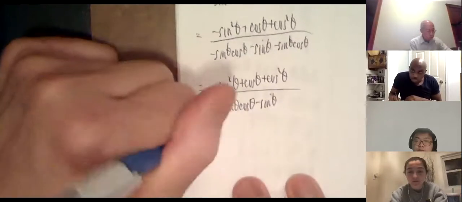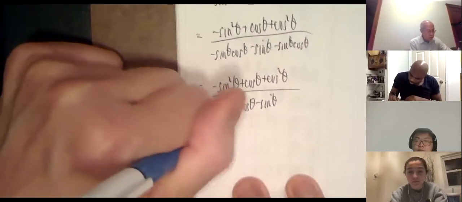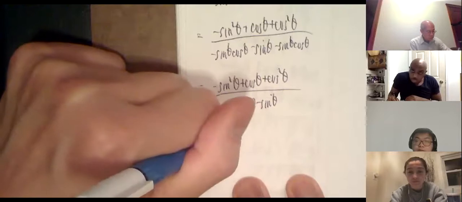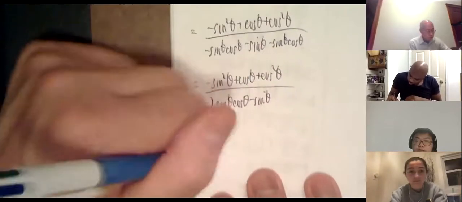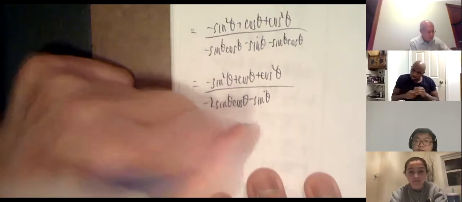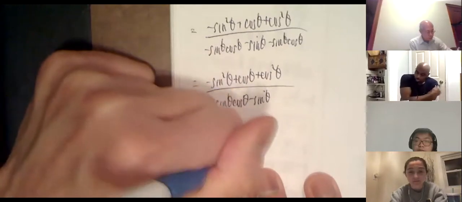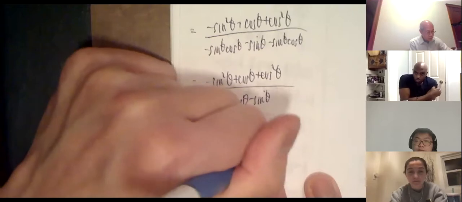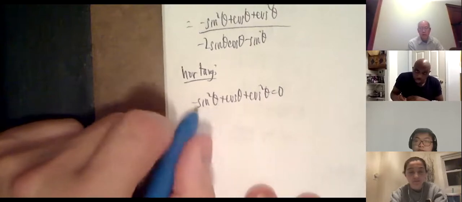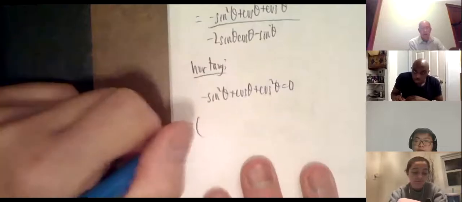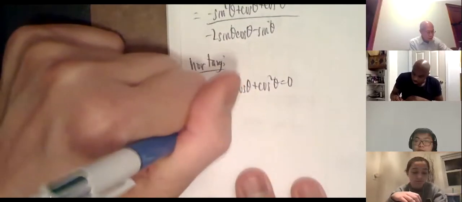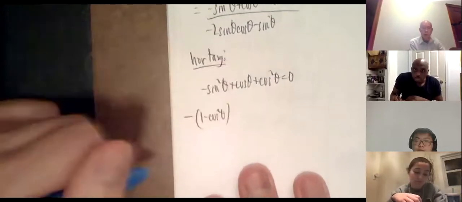Okay, so horizontal tangent means the top is 0 and the bottom is not 0. So negative sine squared theta plus cosine theta plus cosine squared theta is equal to 0. Let's change everything to one trig function like cosine. So negative sine squared is 1 minus cosine squared theta.